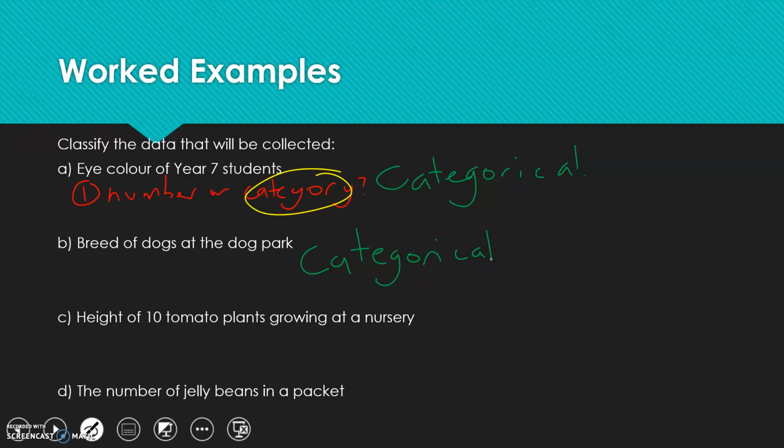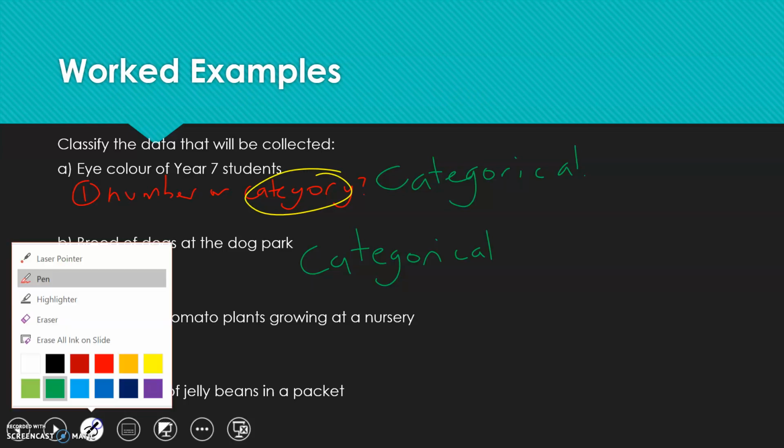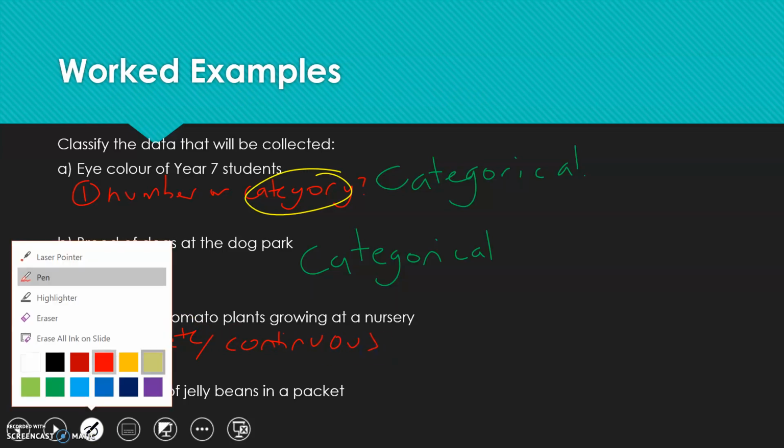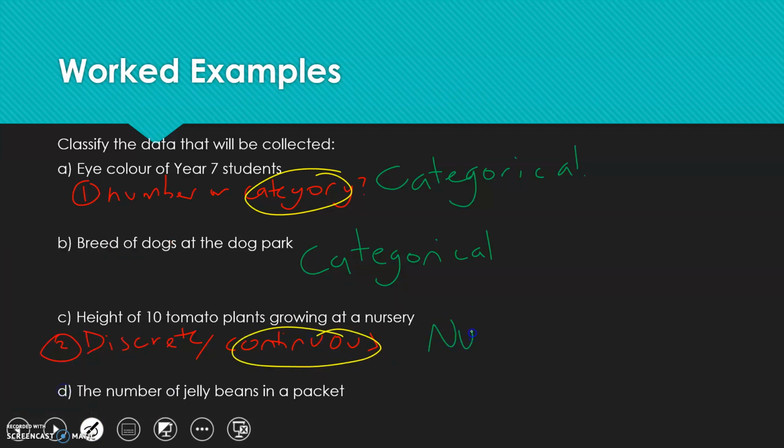The next one is the height of 10 tomato plants growing at a nursery. So again, we ask that first question, number or category? Now this is a number. So then we can break it down further, because remembering that numerical data also has discrete and continuous. So our second breakdown is, is it discrete or continuous data? Now remember, discrete is counted, continuous is measured. Because it's height, that's a measurement, so it's going to be continuous. So this one here is going to be numerical, and it's also continuous.